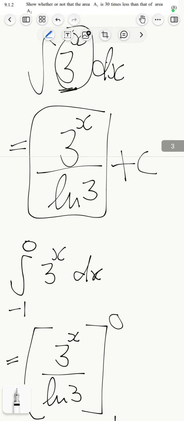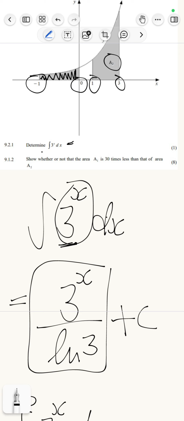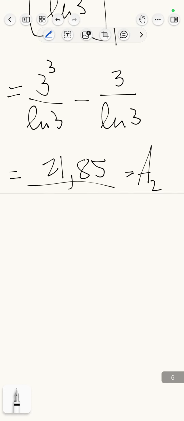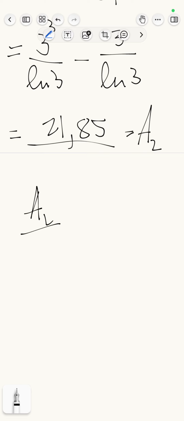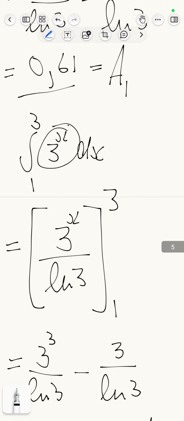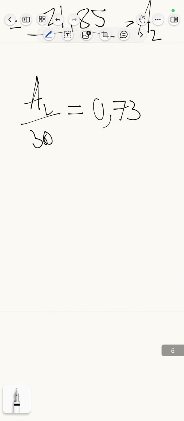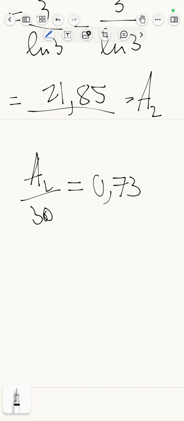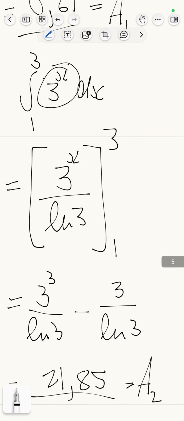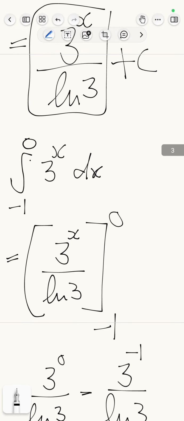All right, so what did they ask us? Let's just go check the question again. Show whether or not the area of A1 is 30 times less than that of the area of A2. Okay, so I'm going to say A2 divided by 30. And let's see what I get. Divide this with 30. And I get 0.73. So is the area of A1 30 times less than the area of A2? Is that the same as area of A1? No, it is not. Alright, so I would make my conclusion that the area of A1 is not 30 times less, right? Unless there's a mistake somewhere that I've made, right? But I think that we are okay.